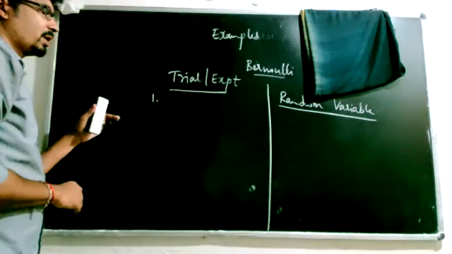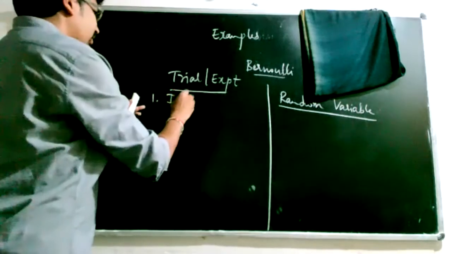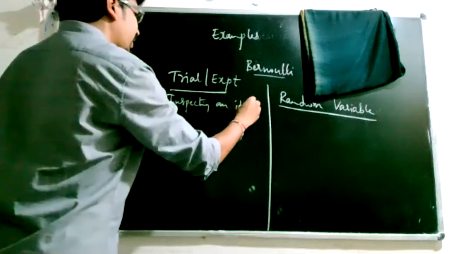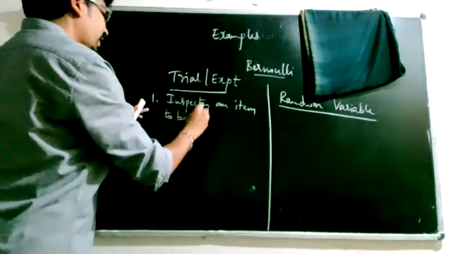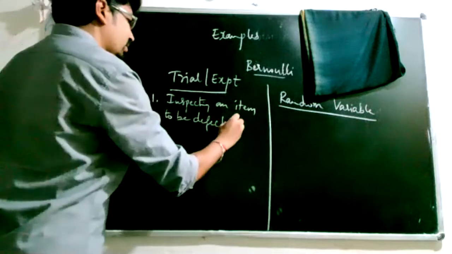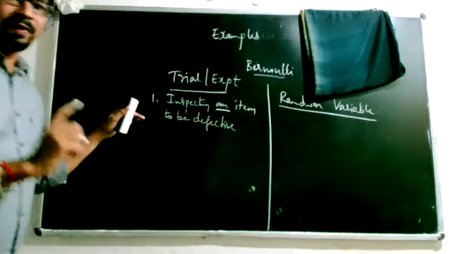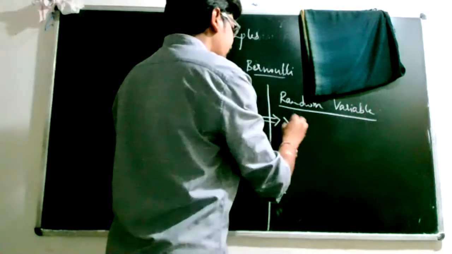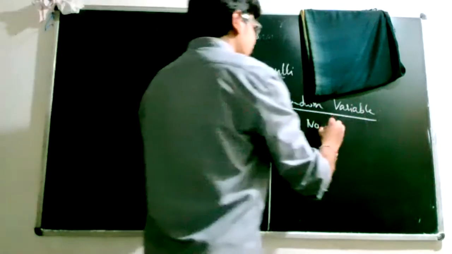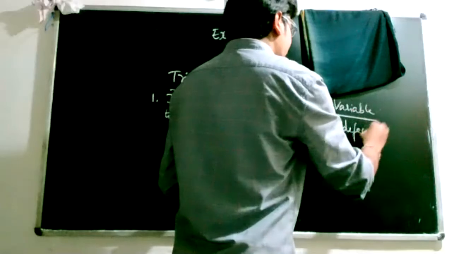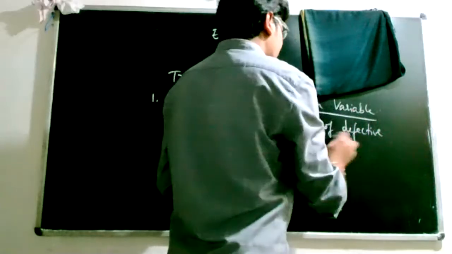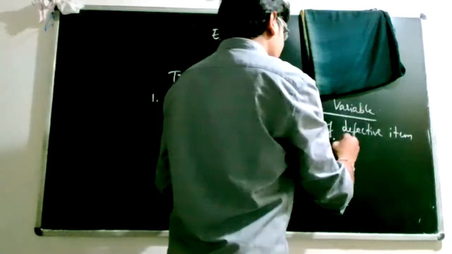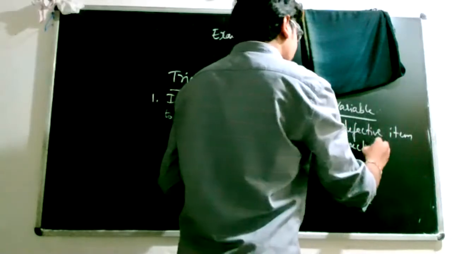two parts. For example, inspecting a manufactured item to be defective. We are inspecting only one item. From that, I can generate the equivalent variable X as X is equal to number of defective, or you could say non-defective also, number of defective items in the inspection of one item.